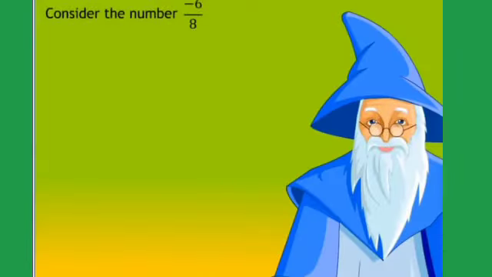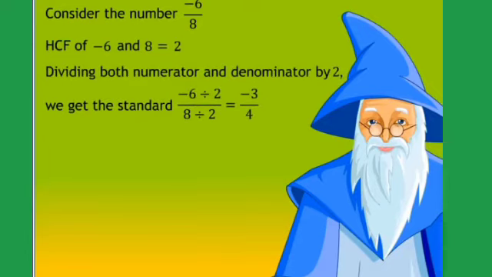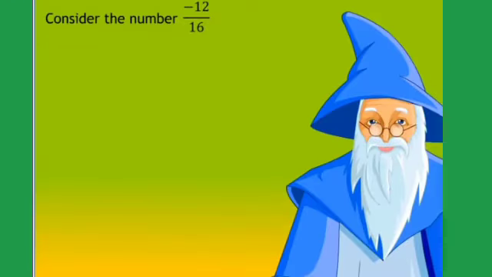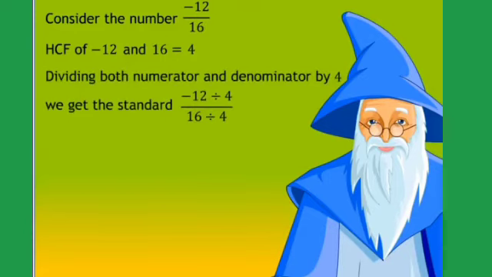Consider the number minus 6 divided by 8. The HCF of minus 6 and 8 is 2. Dividing the numerator and the denominator by 2, we get the number in its standard form. Now, consider the number minus 12 divided by 16. The highest common factor of minus 12 and 16 is 4. Dividing the numerator and the denominator by 4, we get the number in its standard form.